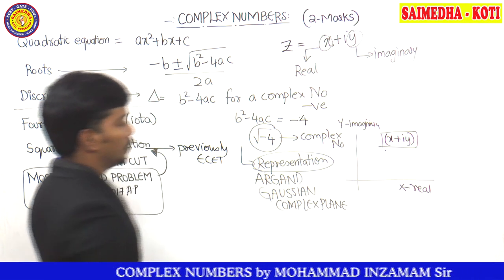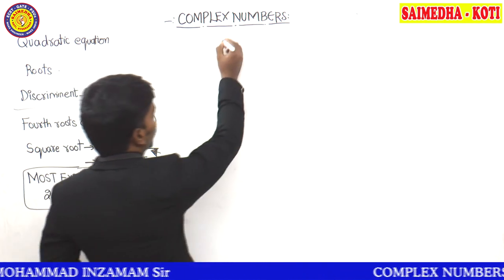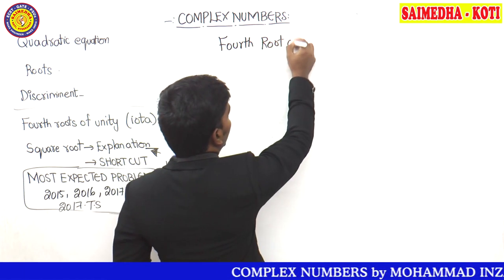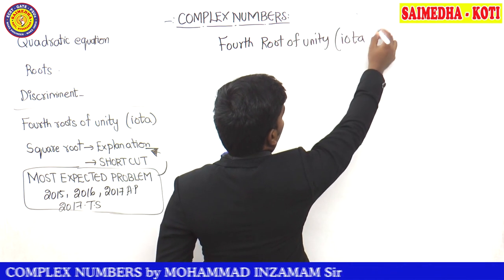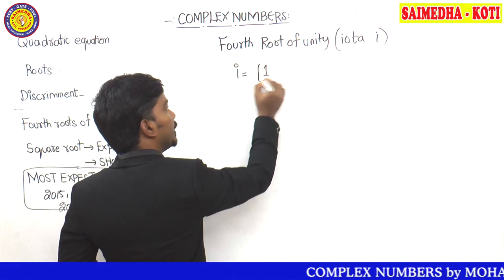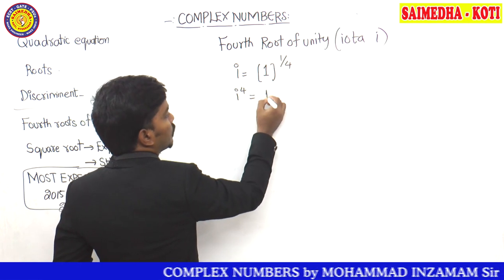Pause the video to note it down. Now let's see the next topic, guys, that is the fourth root of unity, iota. The fourth root of unity can also be represented with what, guys? Iota, i. Iota, i. That is, i is equal to, this is unity, guys, and it is the fourth root. So we can write here i to the power of 4 is equal to 1.